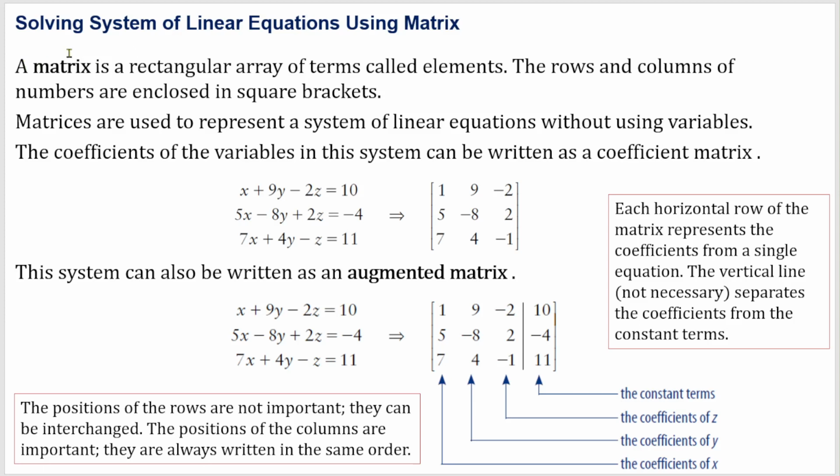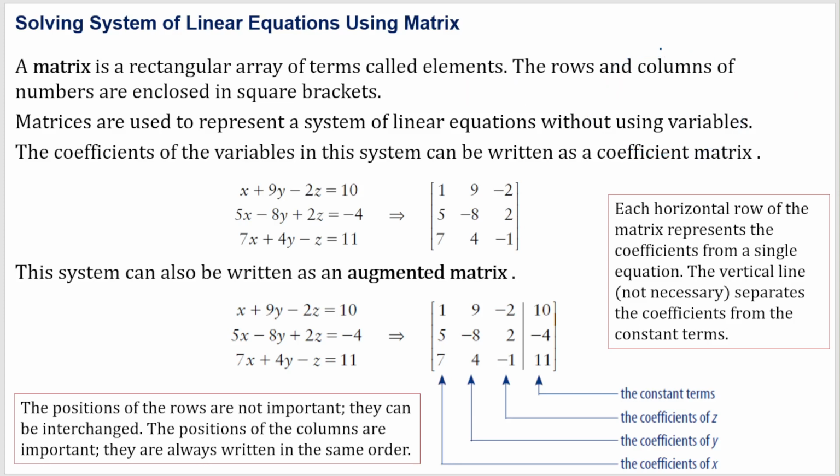So first of all, what is a matrix? Matrix is a rectangular array of terms called elements. The rows and columns of numbers are enclosed in square brackets like this, okay? Be careful with the difference between a matrix and the determinant we have just learned. So this determinant on the right is actually a number, but a matrix is actually a rectangular array of terms. It's not a number, but several elements inside it.